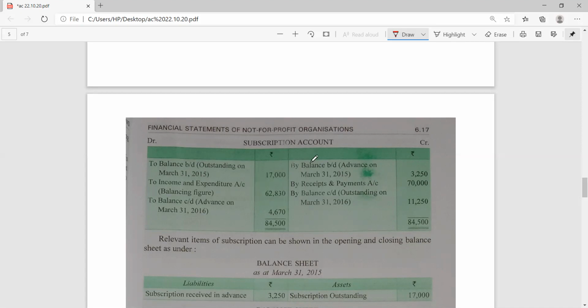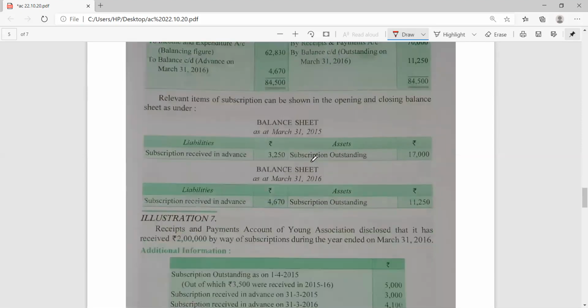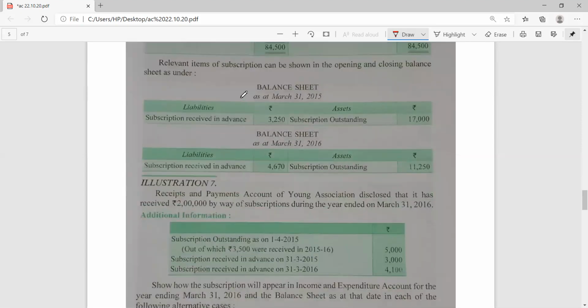Along with this, they asked in the question how it is to be dealt with in the balance sheet as well. So in the balance sheet, the opening balances of subscription received in advance and outstanding subscription are shown in the opening balance sheet, and the closing balances of subscription received in advance and subscription outstanding are to be shown in the closing balance sheet. In this way, we have to put the subscription in the opening as well as closing.